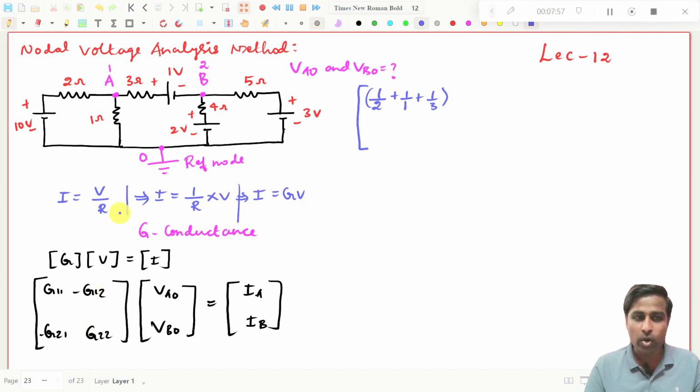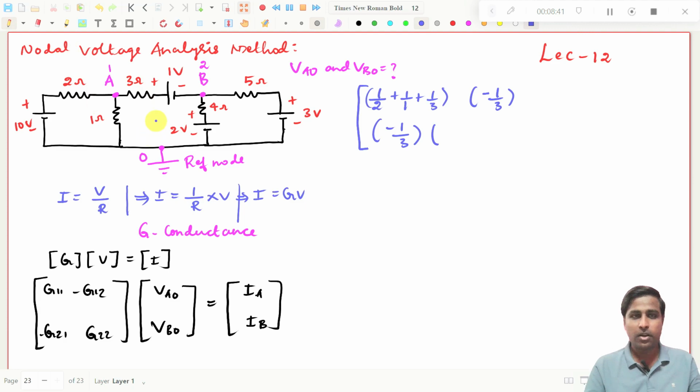Now you see G12. G12 means first node and second node. What is the common resistance between the first node and the second node? If you take this as your A node, then this 3 ohm resistor is connected to this node, as well as to the B node. You don't consider this voltage source. Any voltage source will be present between these two nodes, but this 3 ohm resistor is connected in the A node or first node and in the B node or second node. So the common resistor will be minus 1 by 3. This is very important, right? Minus 1 by 3. And G21: second node and first node, what is the common resistance? It will be the same as we have already seen.